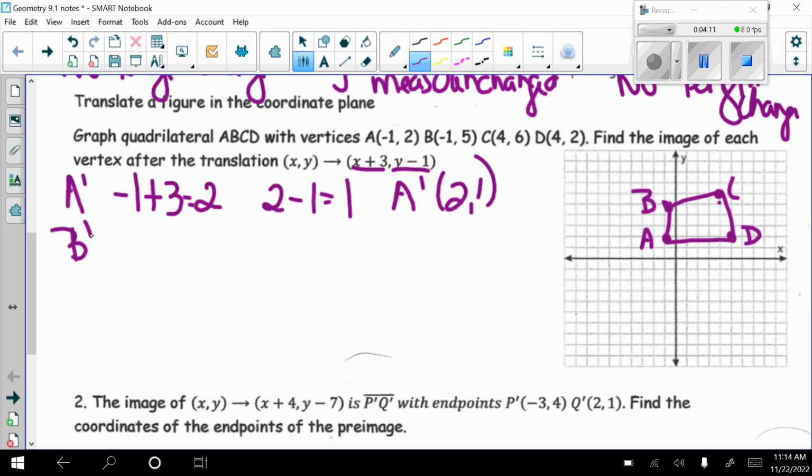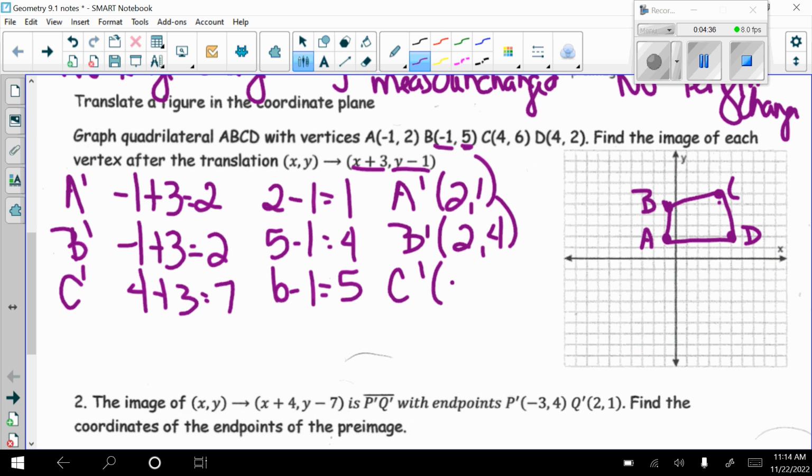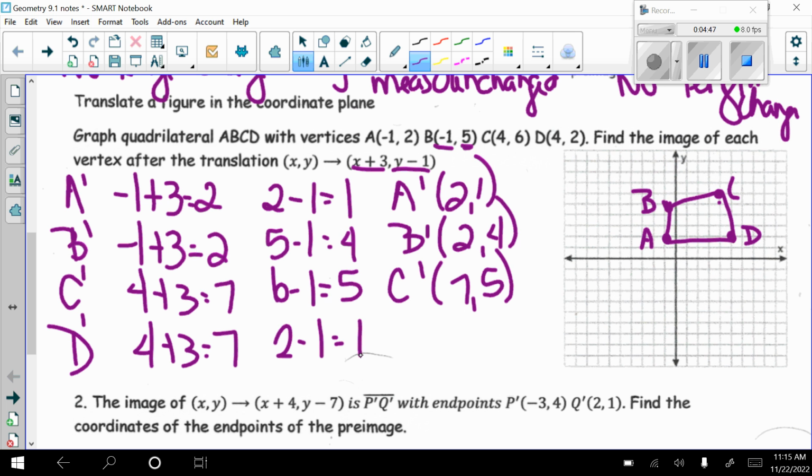B prime: my B started out at -1, but then the rule says add 3, so that puts me at 2 again. The y started at 5, then the rule says subtract 1, so that puts me at 4. So B prime is going to be the point (2, 4). C prime: my x started at 4, I have to add 3, so now I'm at 7. My y started at 6, I have to subtract 1, so now I'm at 5. So C prime is the point (7, 5). And then D prime: I started at 4, again, the rule says add 3, so I'm at 7. The y started at 2, so when I subtract 1, I'm at 1. So D prime would be the point (7, 1).